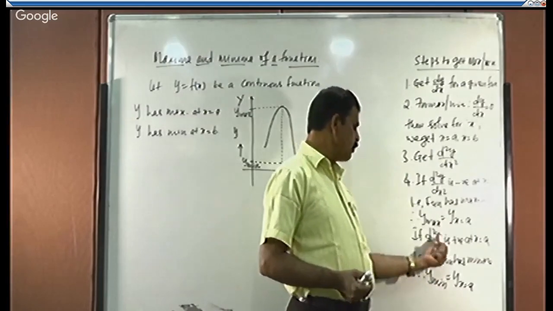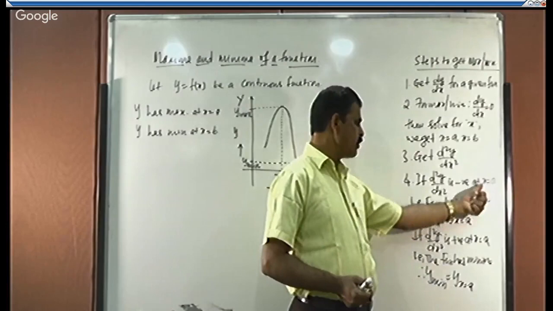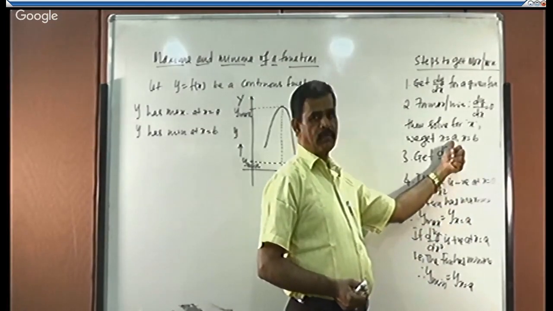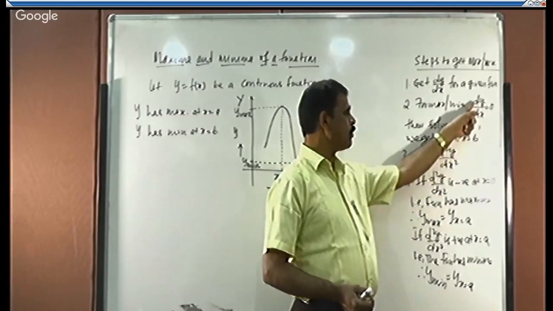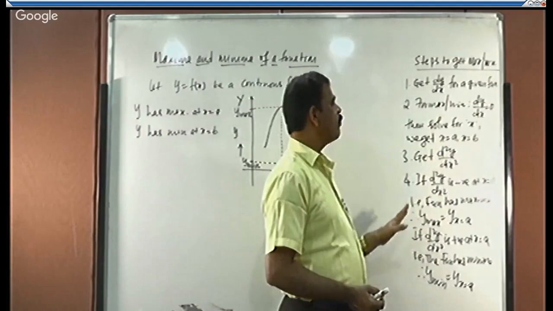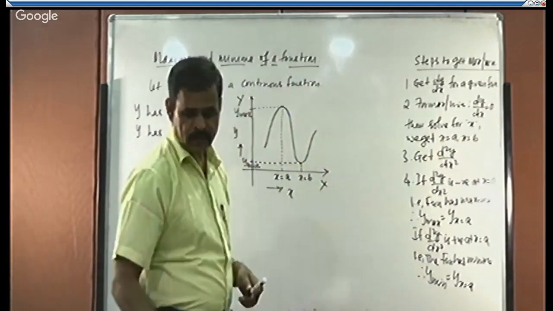For a, if you get negative, for b you will get positive, right? What is that negative? d square y by dx square is negative at x is equal to a. What is a? It is obtained by solving the derivative, dy by dx is equal to 0. So this is the procedure we have to follow.